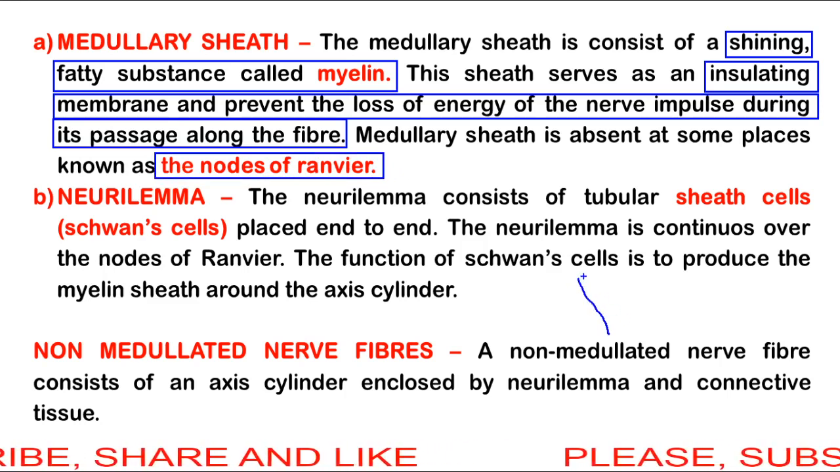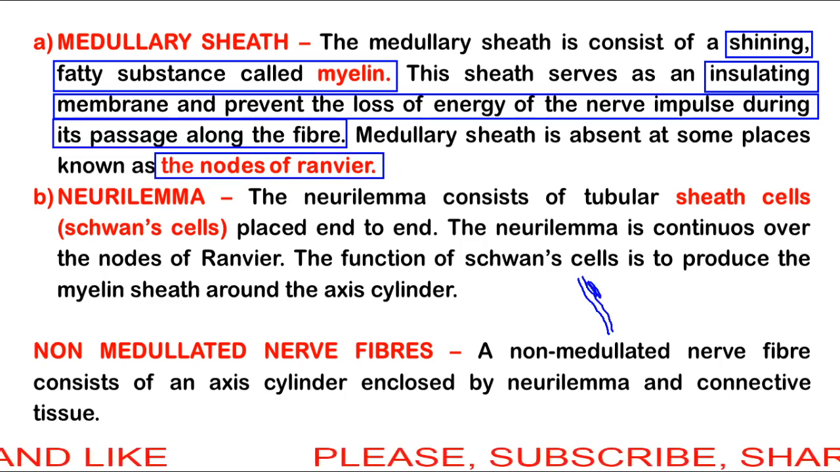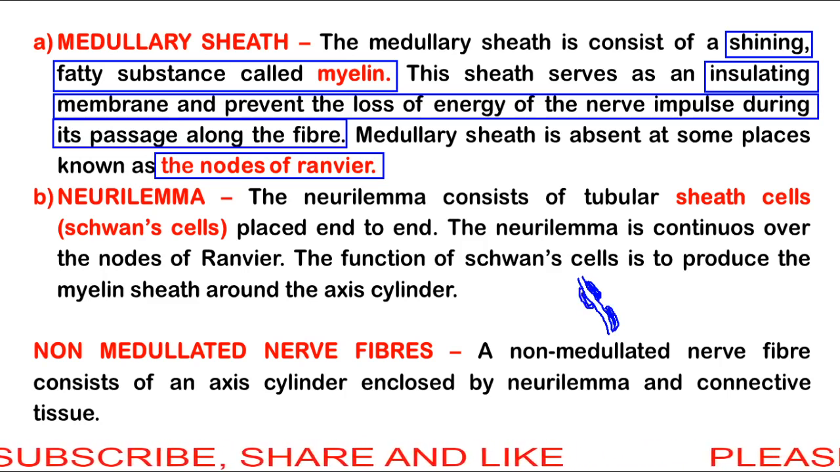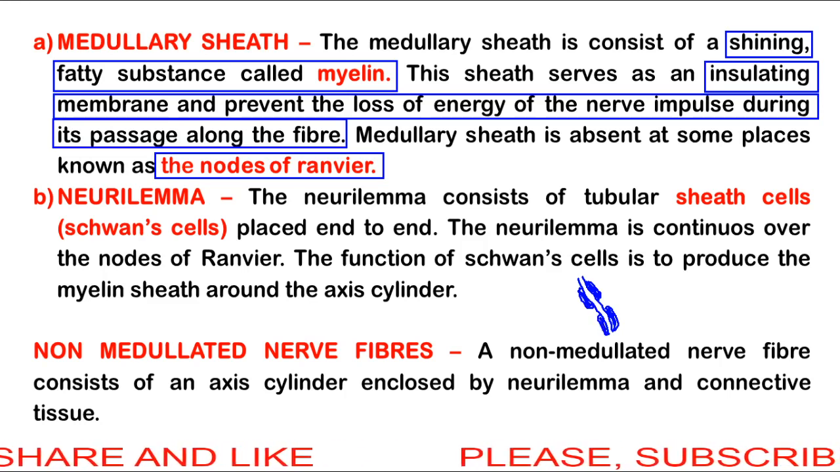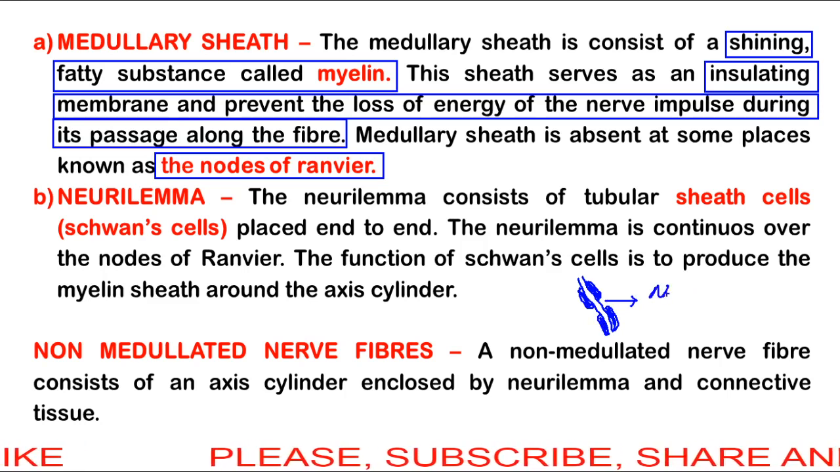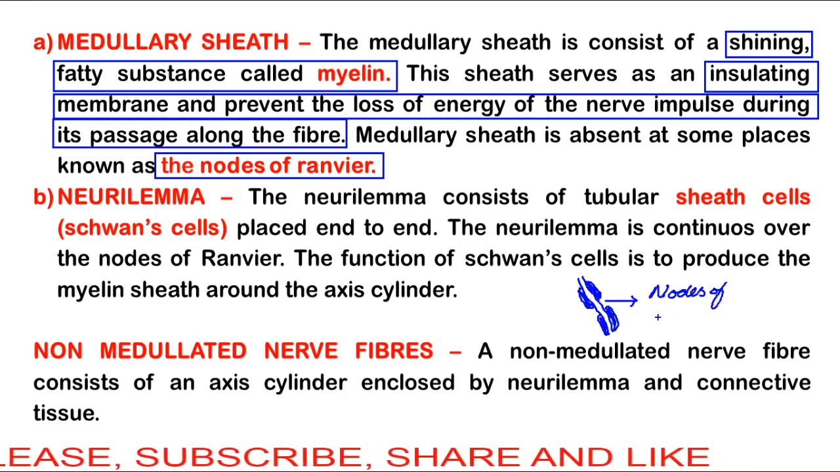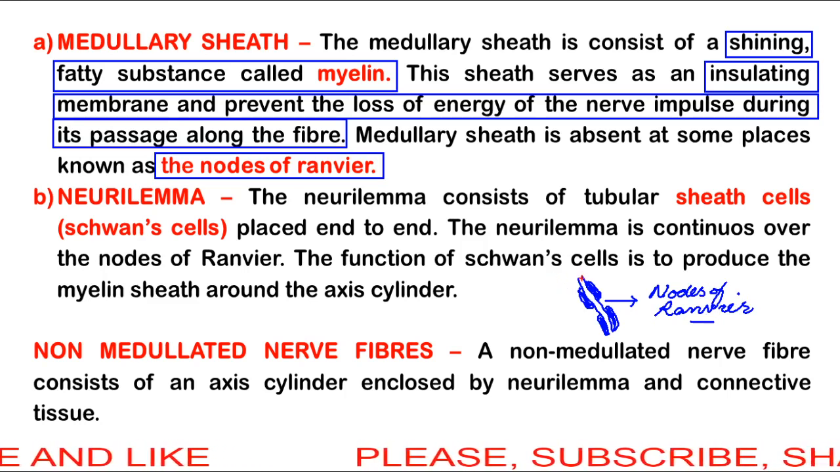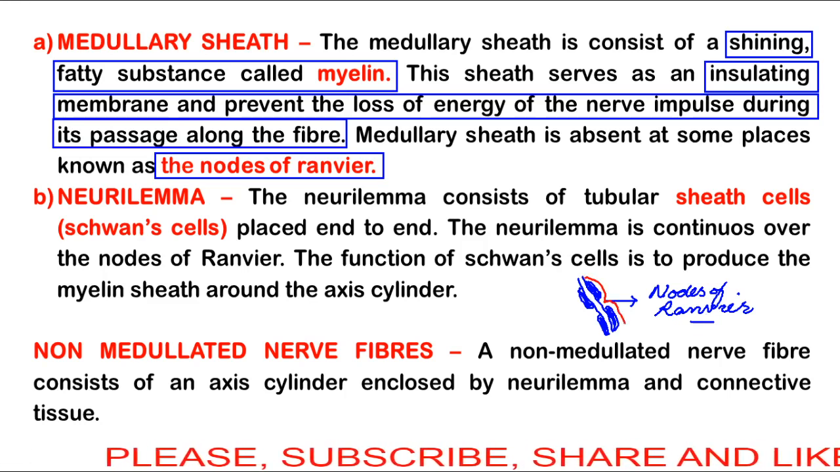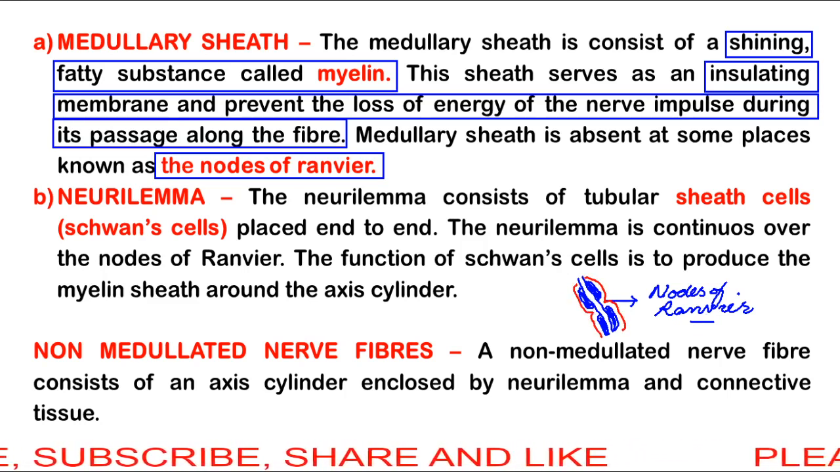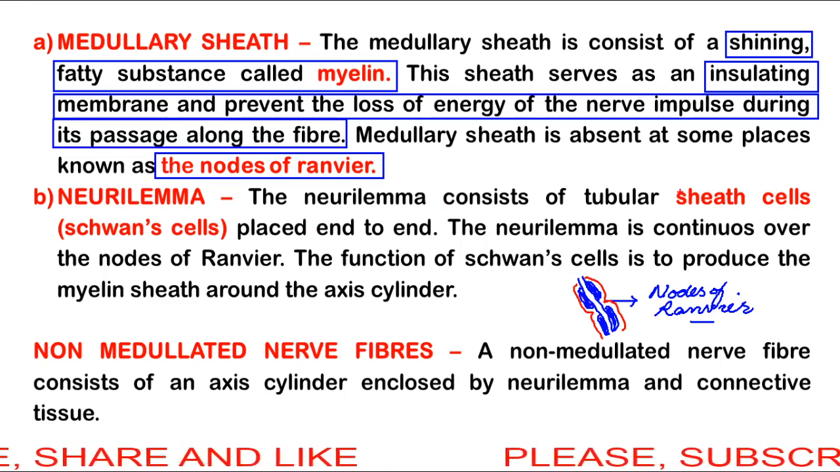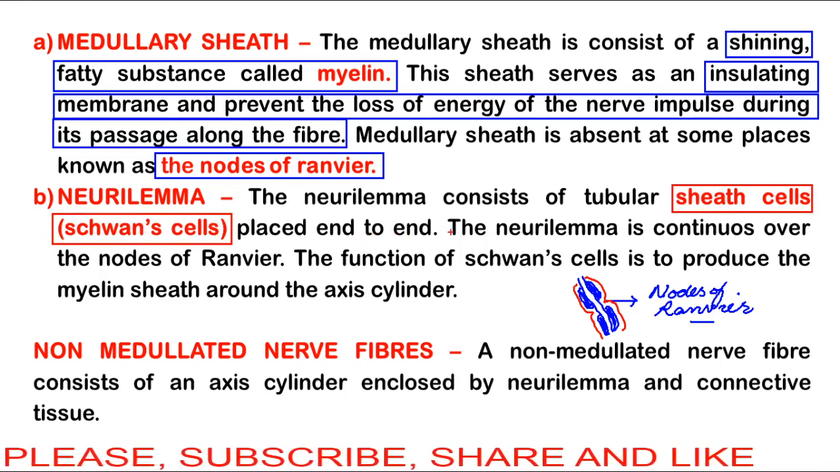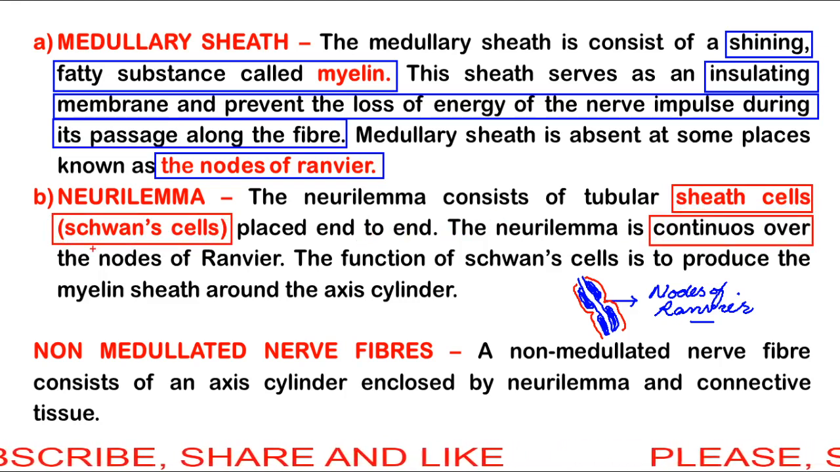We have discussed that the medullary sheath is not continuous. It is broken. This is the medullary sheath. It is not continuous. So this space is known as the nodes of Ranvier. It is covered by neurolemma or sheath of Schwann. Sheath of Schwann is a continuous layer. So neurolemma consists of tubular sheath cells, also known as Schwann cells, placed end to end. Neurolemma is continuous over the nodes of Ranvier.